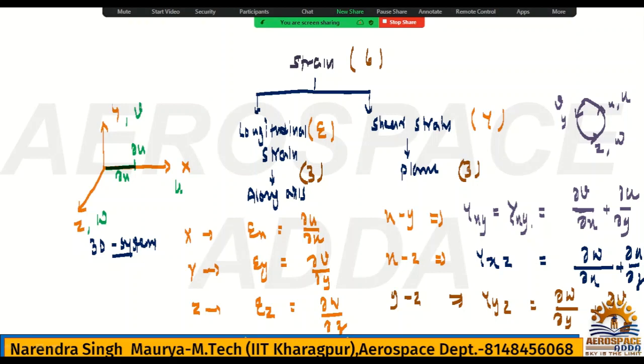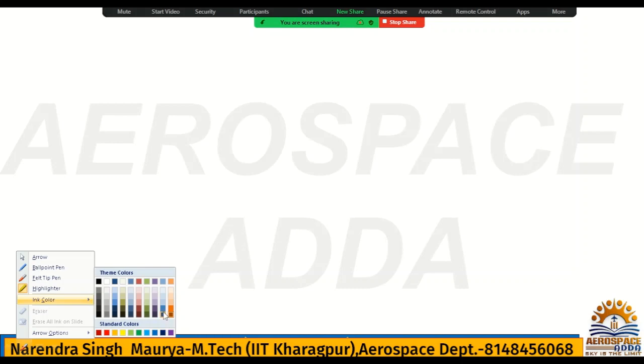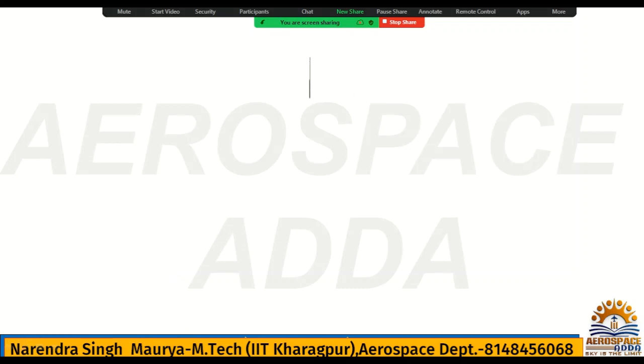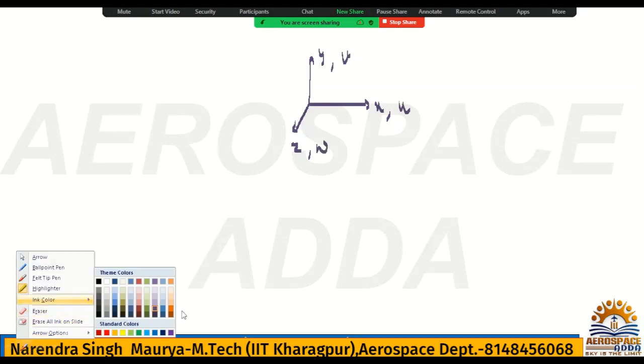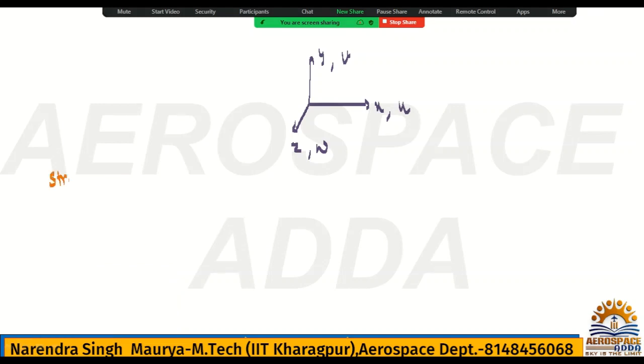All right, and this type of relation, between what? So displacement you have, basically u, v and w, yes or no? Now I will explain here once again from the GATE point of view, like what they had asked in GATE. So first of all you need to remember, these are the 3 axes, x, y and z. In x direction displacement is u, in y direction displacement is v. Now the relation you are going to write is called the strain displacement relation.